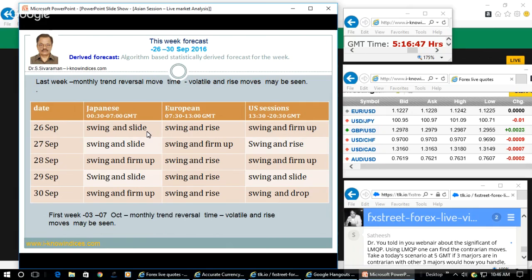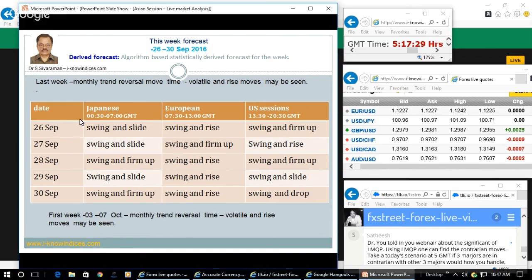And especially with regard to session-wise trade, we have about 5 to 7 hours of each session. In such a situation, when they are making a swing and slide, that means they will quickly gain the levels during the early part of the Japanese session and slowly come down. So you can understand that when they are making sell and buy trades, they just quickly gain the level and build a sell position and slowly slide and induce the traders to liquidate the long position. So in that case, we can do sell and buy trade during such a move.